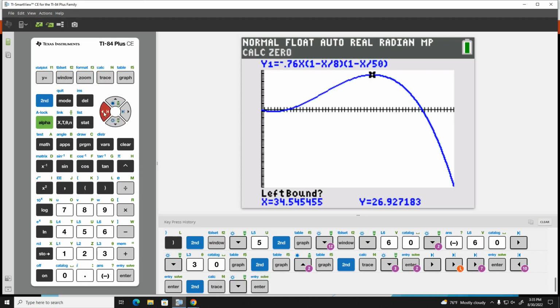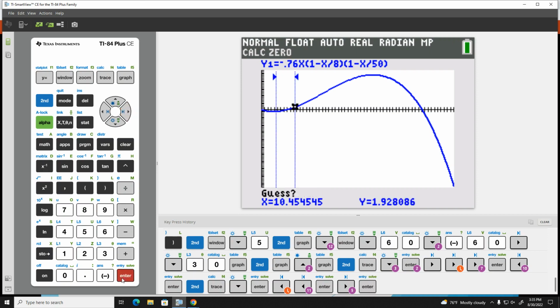I have to answer the questions. It asks me for the left bound, so I'm using my left arrow to go to the left of the first 0. So here I am to the left. Hit enter, move to the right of that 0. Hit enter. Hit enter one more time, and I get that 0, that place that it crosses the x-axis, is at 8.